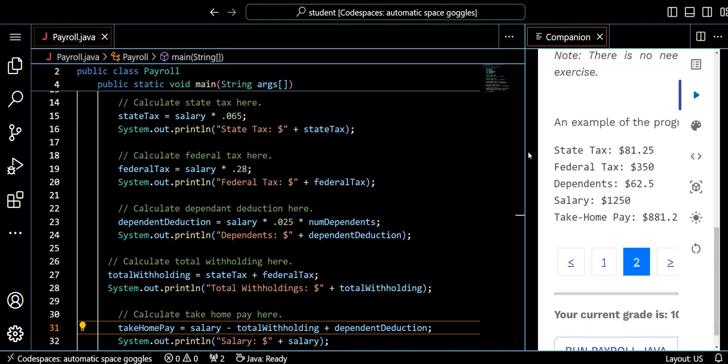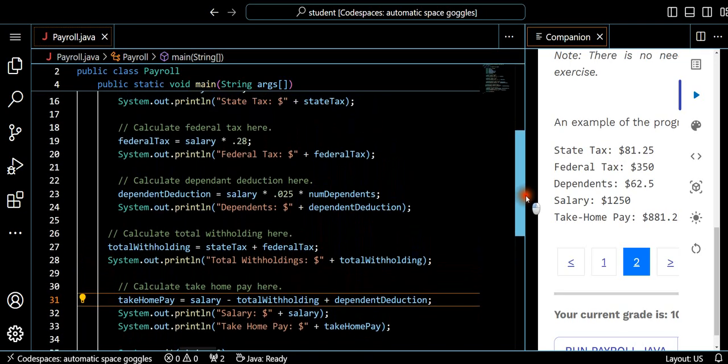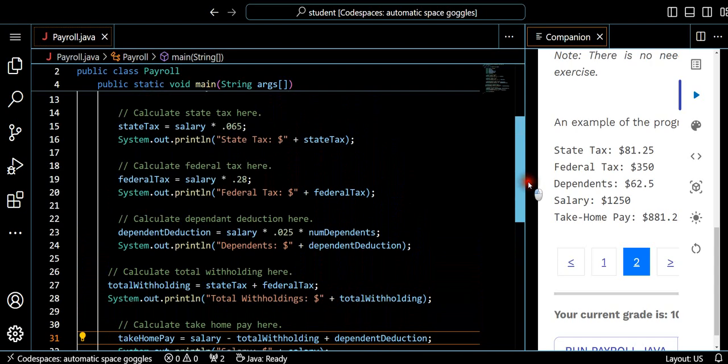All right. So to the bottom of this code so you can see it. There you go. Well, we stopped at take-home pay anyway, so we're going to go past that.